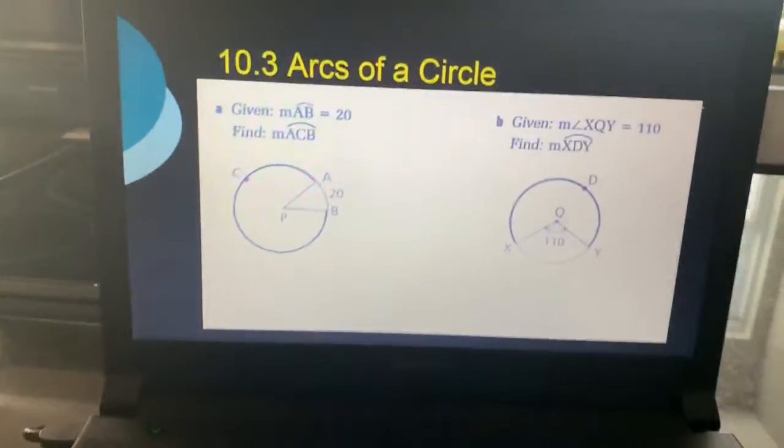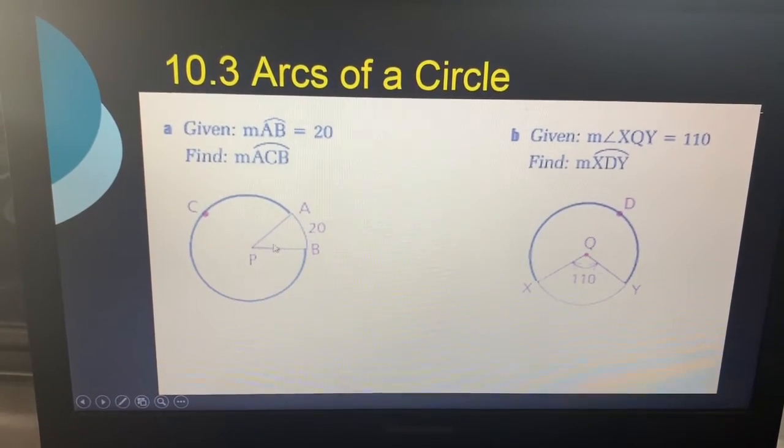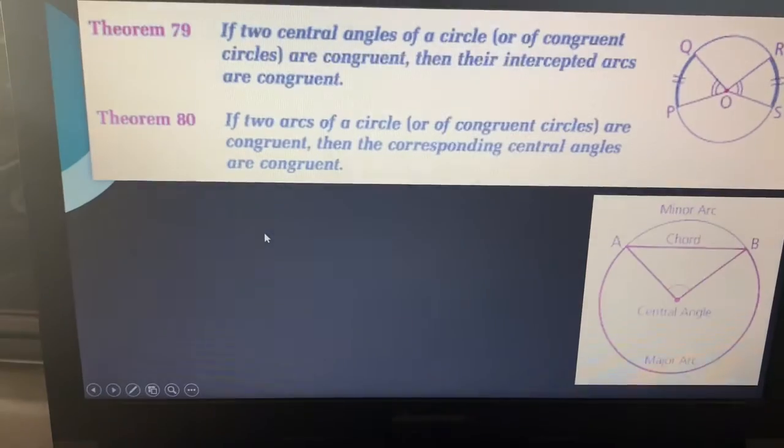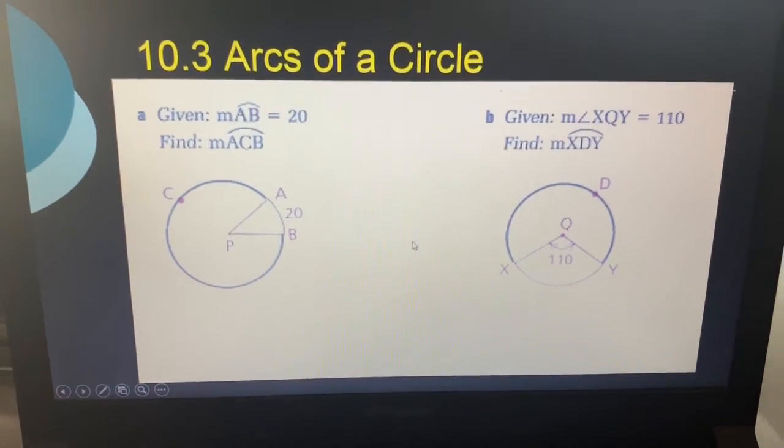Okay, cool. So that's measures of arcs. The measure of an arc is the same as the measure of its central angle. It's only a central angle if the vertex is on the center of the circle.